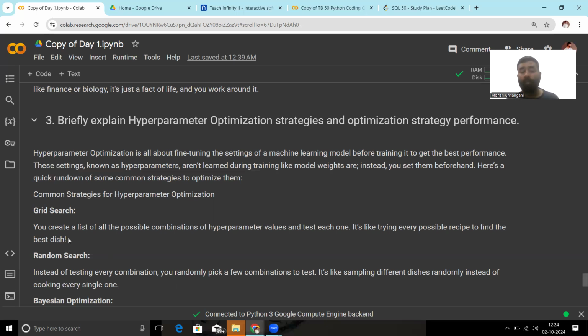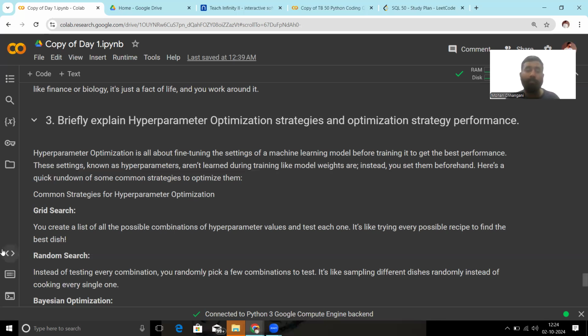In grid search you create a list of all possible combinations of hyperparameter values and test each one. It's like creating a recipe before making food, so we get delicious food. In that condition, we take the possible combinations of the hyperparameters and taste each value in the grid search.